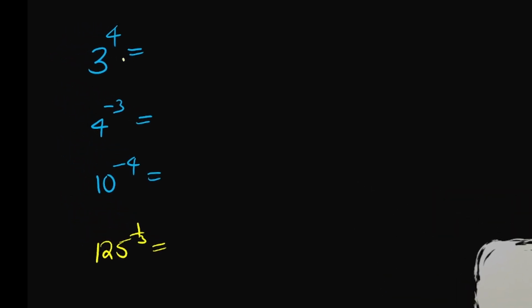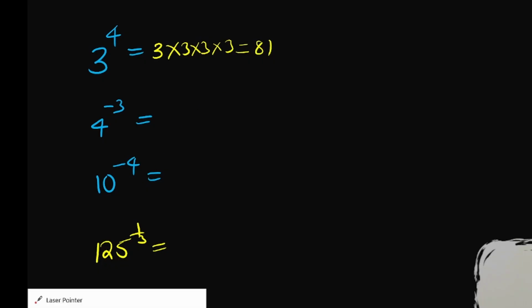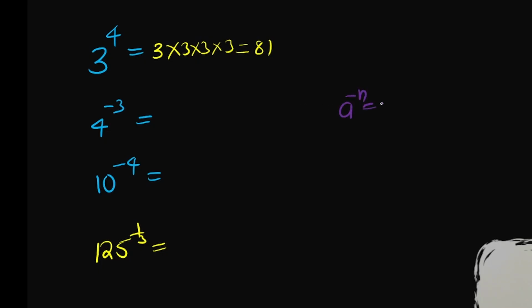3 raised to 4 is 3 multiplying 4 times: 3 into 3 into 3 into 3. 3 into 3, 9; 9 into 3, 27; 27 into 3, 81. Now, the next one, 4 raised to minus 3. What does that mean? I know a raised to minus n is 1 by a raised to n. So 4 raised to minus 3 is 1 by 4 raised to 3, which means 4 multiplying 3 times. 4 into 4, 16; 16 into 4, 64.